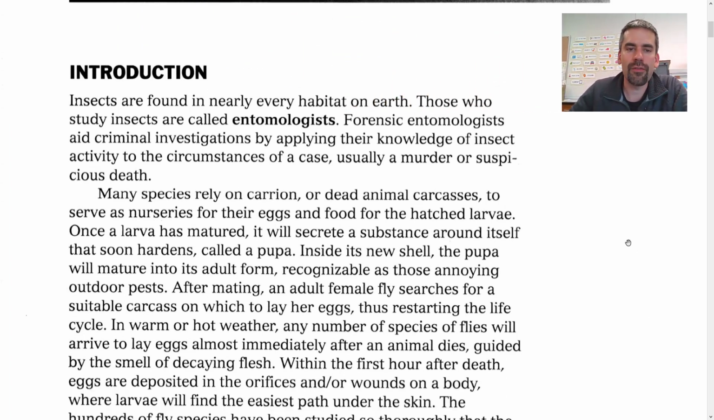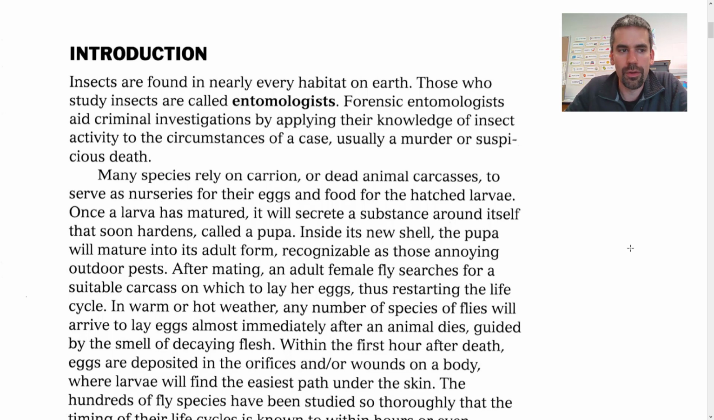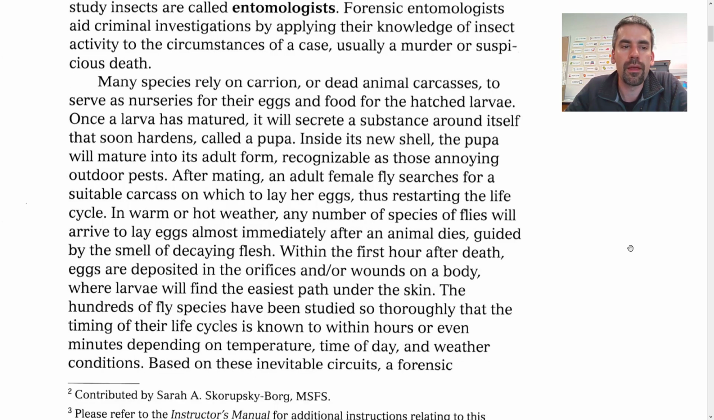Insects are found in nearly every habitat on Earth. Those who study insects are called entomologists. Forensic entomologists aid criminal investigations by applying their knowledge of insect activity to the circumstances of a case, usually a murder or a suspicious death. Many species rely on carrion, or dead animal carcasses, to serve as nurseries for their eggs and food for their hatched larvae.